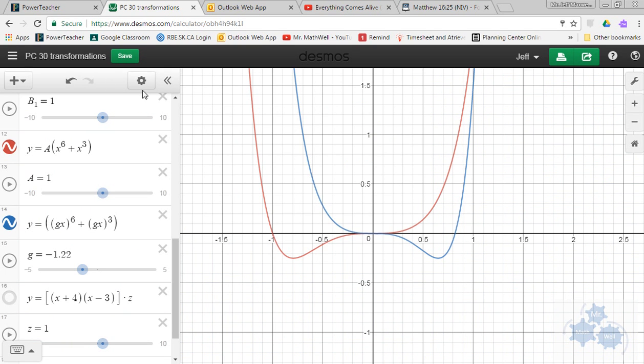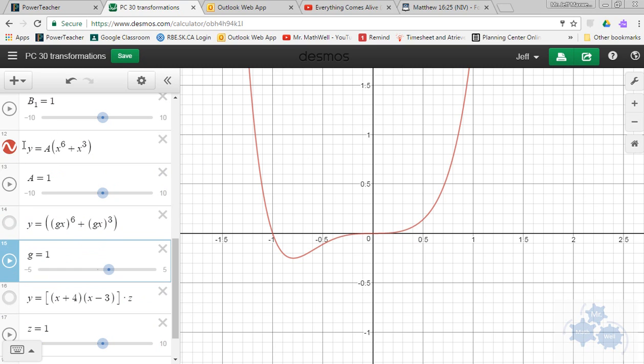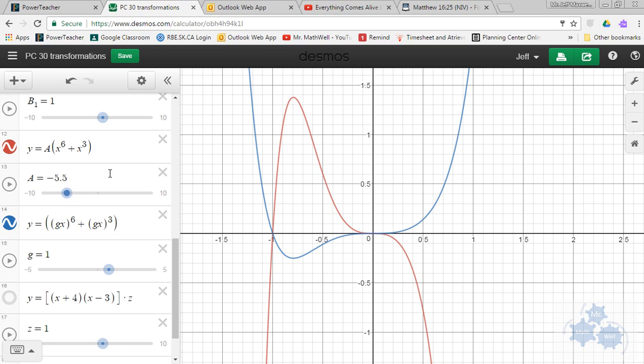I will go back to Desmos here. Okay, let's make this 1. So this graph right here, up here, if I make this negative, it flips, right? There's negative 1. And of course if I keep going, it's flipped and stretched, see? So there's negative 5.5. Flipped because it's negative, and stretched because it's greater than 1 in absolute value, right? Yes? Good?